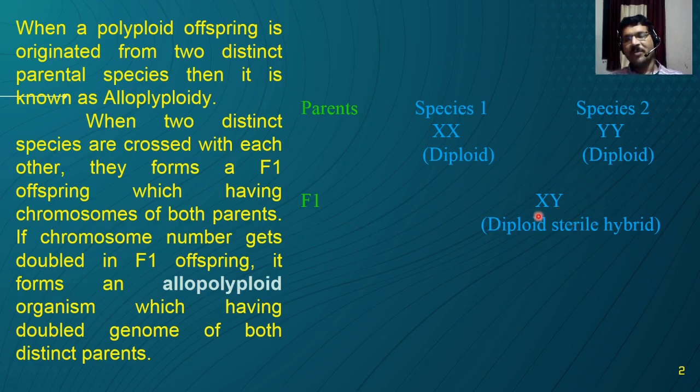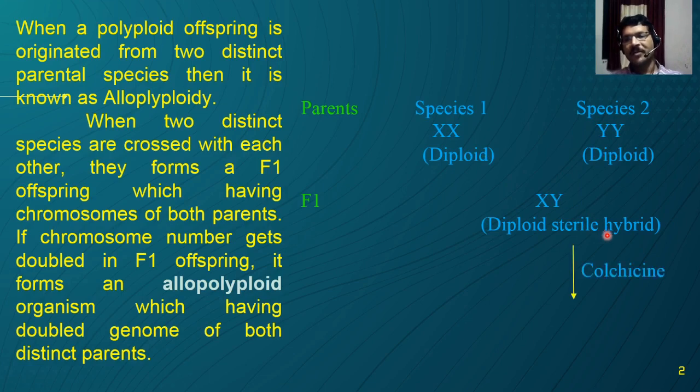In the F1 offspring you can see the chromosome sets of both parents, meaning one chromosome set has been derived from species 1 and another from species 2, that is X from the first and Y from the second. So this organism is a diploid sterile hybrid because it has received one set of chromosomes from species 1, that is parent 1, and another set of chromosomes from parent 2. So they will form a diploid but sterile hybrid.